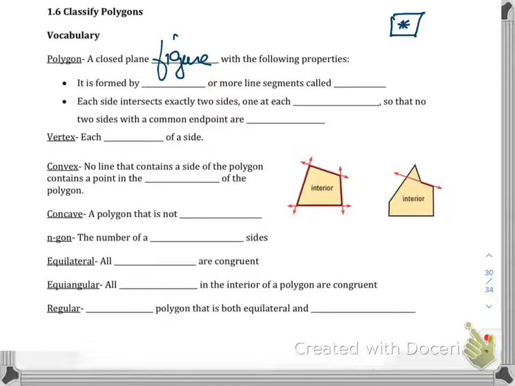Okay, it is formed by 3 or more line segments called sides. Okay, so poly means many, so that's why it's 3 or more line segments called sides. And each side intersects exactly 2 sides, one at each endpoint, so that no 2 sides with a common endpoint are collinear. Now, what does that mean?